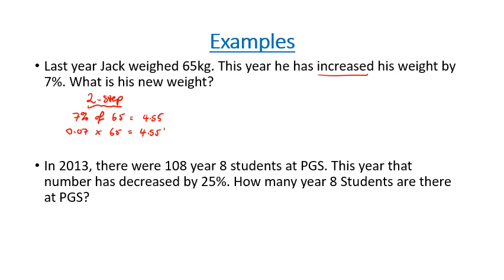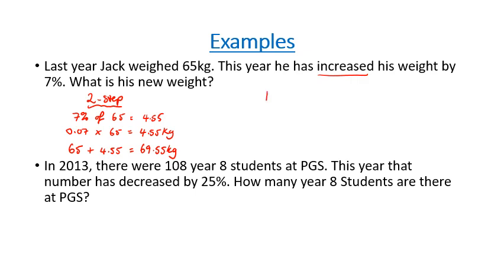And obviously that is kilograms. We then have our original amount, which is 65. We add 4.55 and that gives us a total of 69.55 kilos. So that would be Jack's new weight.